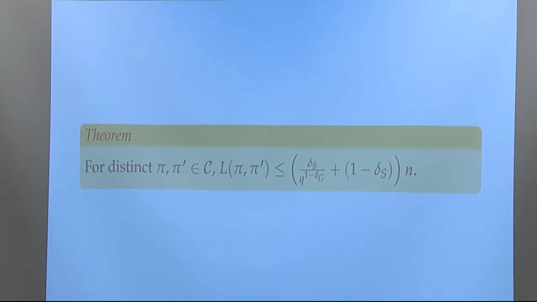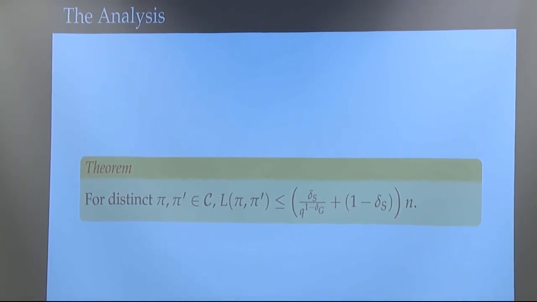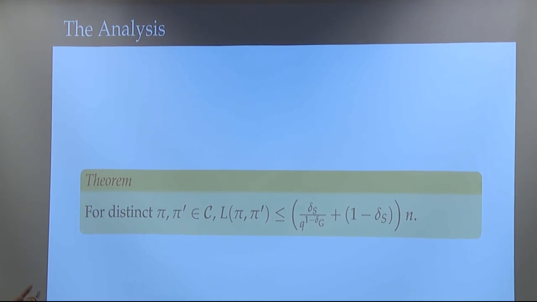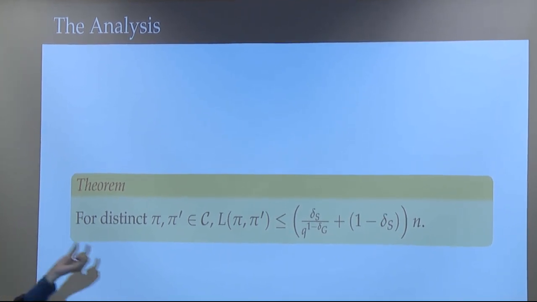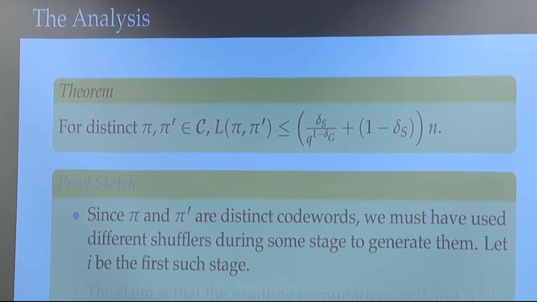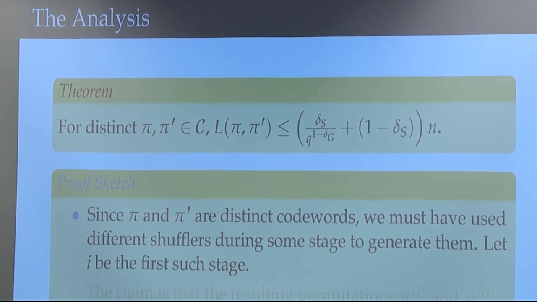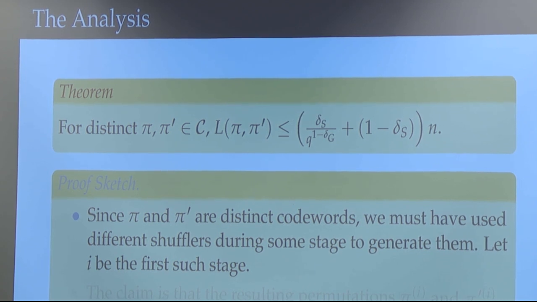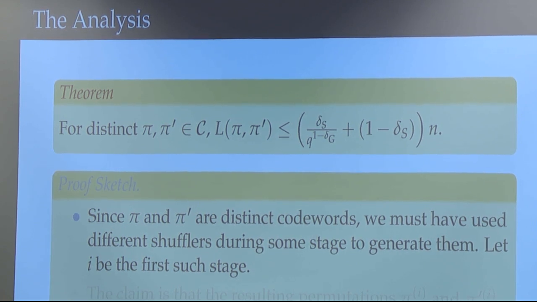So the claim is, if you look at distinct permutations in my code, they're going to have small LCS. And what is the reason? The reason is as follows. If you pick two distinct permutations, pi and pi prime, in my code, we must have used different shufflers during some stage to generate them. Otherwise, they wouldn't be different.